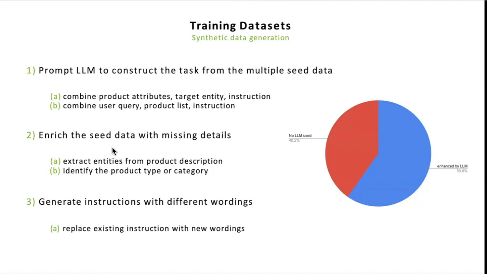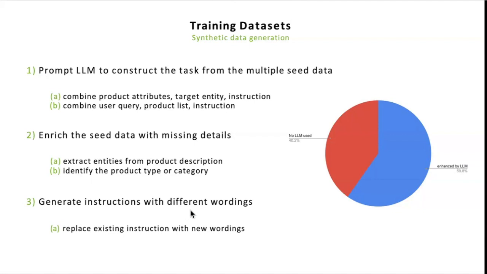You can also enrich the seed data with the missing details. For example, there's a product description, but it doesn't have, say, the size or the version of the laptop, right? So you can use the input and then prompt the LM to generate these additional product attributes related to that product. And also, for example, identify what is the product type or categories for that given product description.